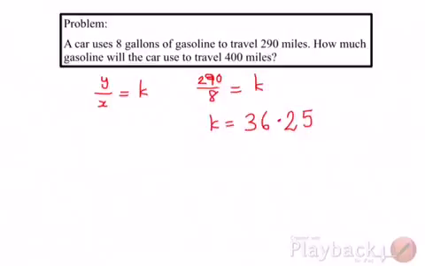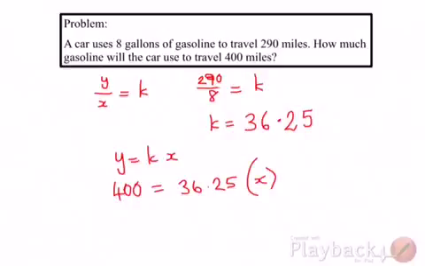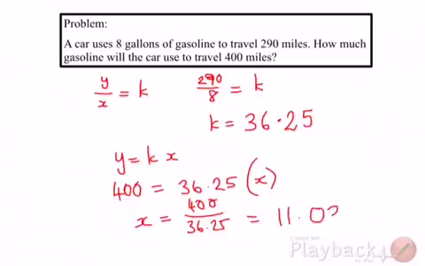Okay, and if I'm working out the number of miles, I'm going to do y is equal to kx. So if it's 400 as my y, and 36.25 as my x, to work out my x, I have to divide them. So 400 divided by 36.25 is going to give me 11.03 rounded to 2 decimal places. So just think about that and put the answer into context.